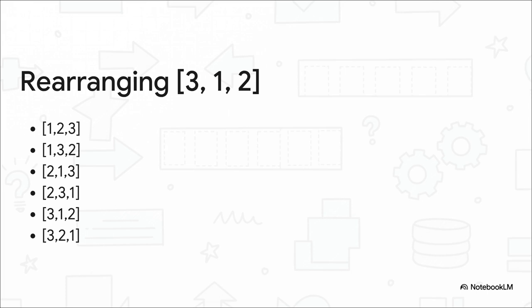Imagine you're handed an array of three simple integers, 3, 1, and 2. How many different ways can we arrange those exact three numbers? Well, basic math tells us it's 3 factorial, 3 times 2 times 1, which equals 6. So there are exactly 6 possible unique variations or rearrangements for this specific array.